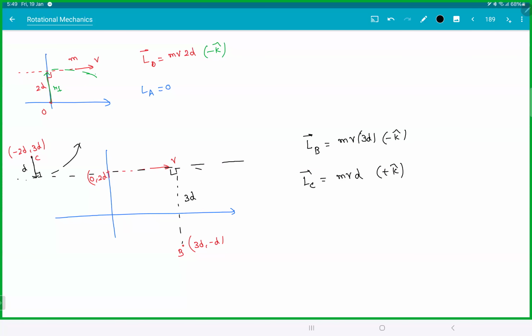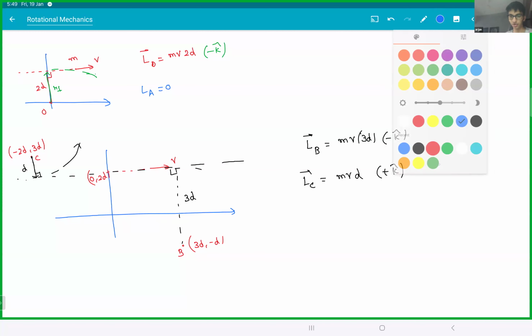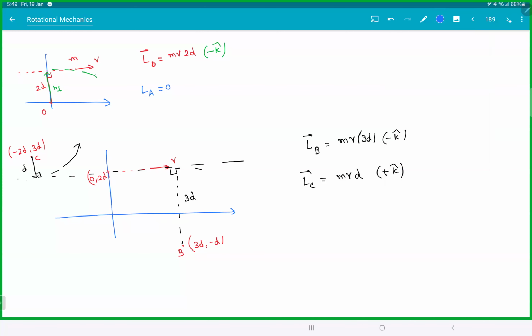Please check it out. Ask me if you're confused. So you took minus k cap into the plane, right? Out of the plane is plus k cap. Ask if anyone is confused. It's important. You should know how to calculate angular momentums.